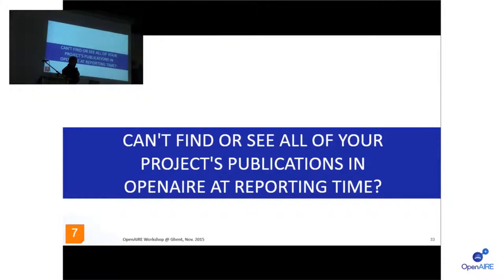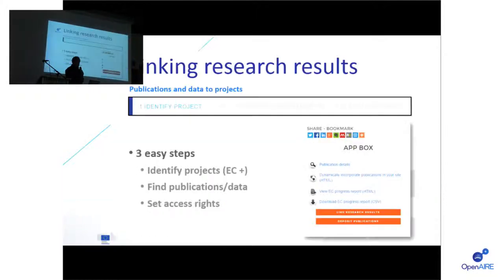The next service is, if you can find or see your publications in this project list, you can just use the service that I already presented, the Linked Research Results tool. You can claim. The tool is useful at different moments, but this is where it is most useful. When you check the publication list and see that these publications are not in the list of my project, I need to claim them, and you can use this service.